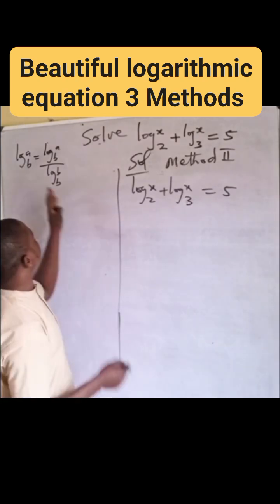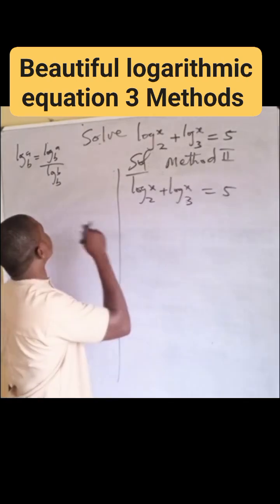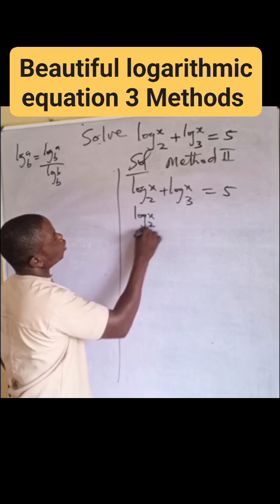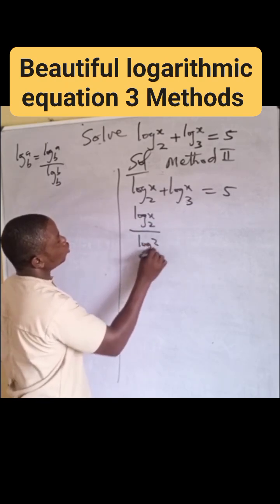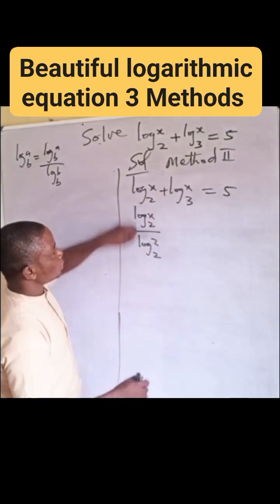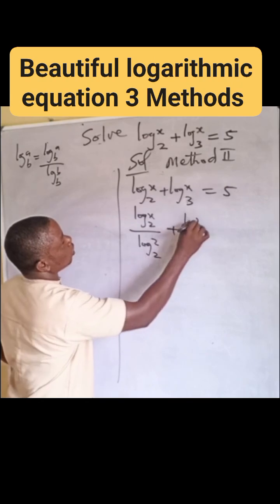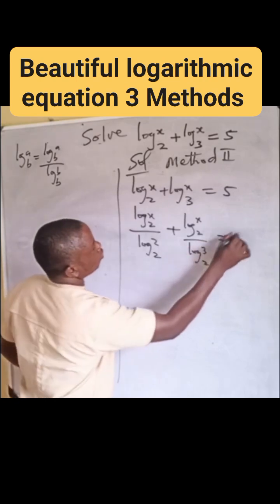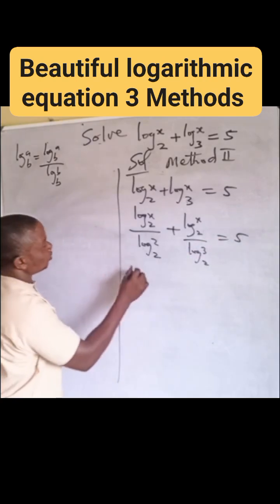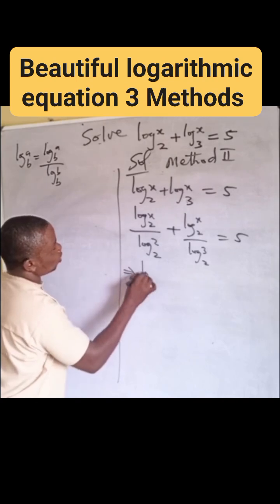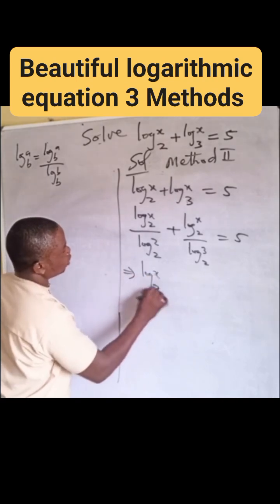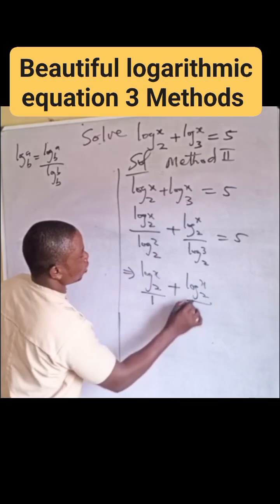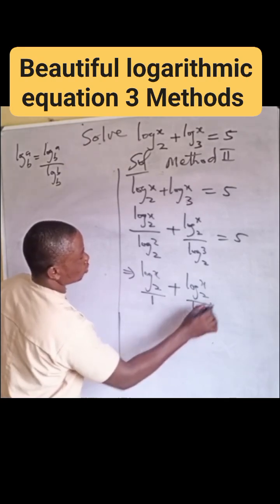And so we're going to do that so that our base will be the same thing. So we're going to use 2 as our base to change this base. So we now have log x base 2 divided by log 2 base 2, plus log x base 2 divided by log 3 base 2 is equal to 5. I know log 2 base 2 is 1. So this will give us automatically log x base 2 over 1 plus log x base 2 all over log 3 base 2 is equal to 5.